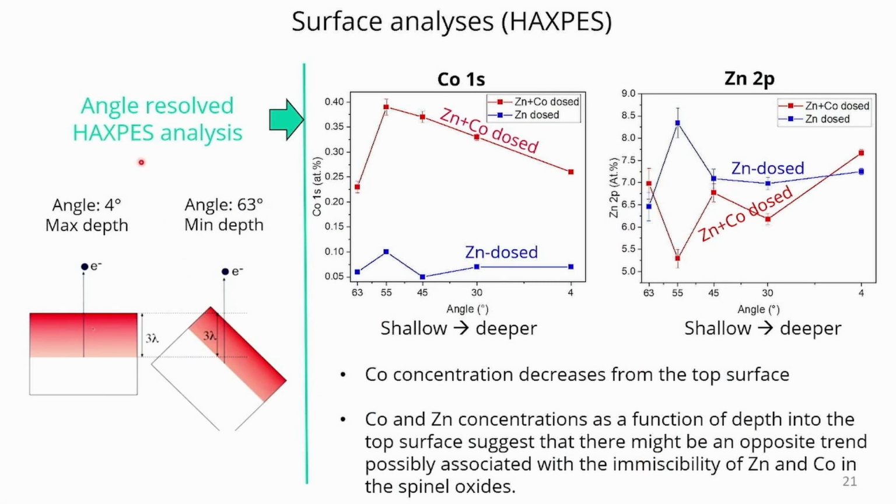Then we performed an angle-resolved XPS analysis in order to trace the depth profiling of the concentration of cobalt and zinc in particular, and we compared these two samples, the zinc plus cobalt dose sample in red and the zinc dose sample in blue. And we observed that the cobalt decreased in concentration going deeper into the oxide, and zinc showed an opposite trend. And this opposite trend of cobalt and zinc might possibly be associated with the immiscibility of these two cations in the spinel structure, and therefore could suggest that the substitution of cobalt with zinc ions is possible.